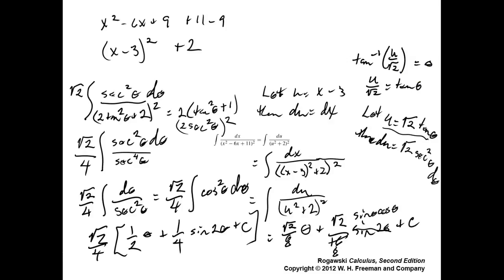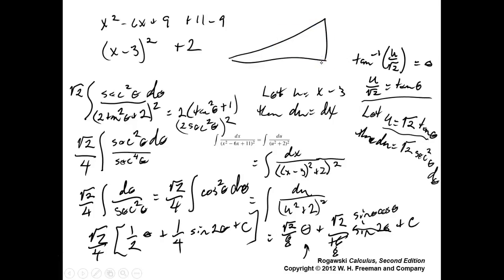Now, that's a little messy, but that's what we need for this theta, an inverse tangent. So remember that. Let's not use that for sine and cosine. Here's what we use instead. As soon as you have this, that tangent theta is equal to u over root 2, draw your little triangle.